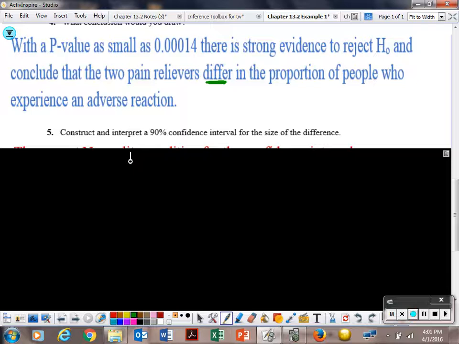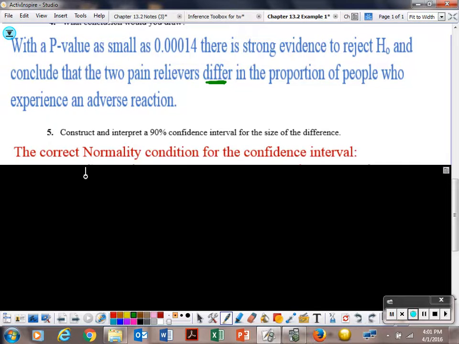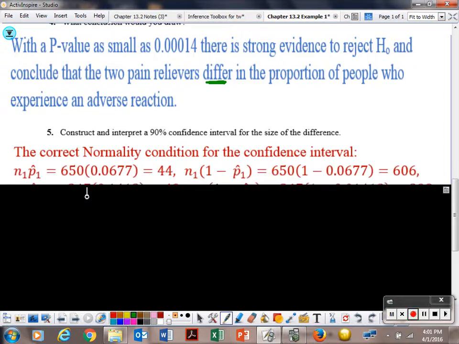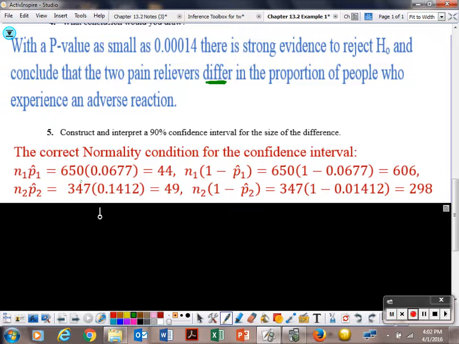Now, remember, normality condition is not the same as the test statistic. So you actually have to go through, you already did the other conditions, but you have to go ahead and do the correct normality condition for the confidence interval. Now remember, for the confidence interval, we do not combine the proportions. Okay, we take the first sample times the proportion for that sample. So that would be the 650 times the 0.0677. And that gives us 44. And then its complement. And then the same thing with the other one. The second sample times its proportion. Okay, look at them carefully, think through it.